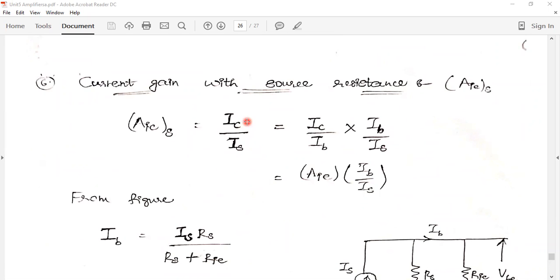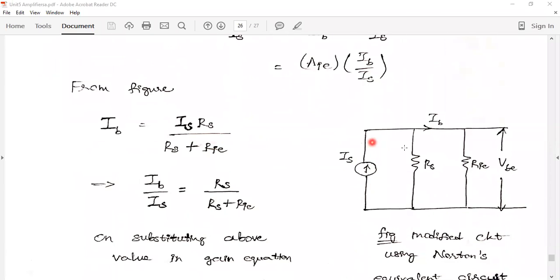Normally current gain is given by IC by IB, output current by input current, that is given by this source current IS, that is IC by IS. Actually this is the current gain, IC by IB into IB, I took the term in numerator and denominator, IB by IS. This term IB by IS, that is given from the figure.